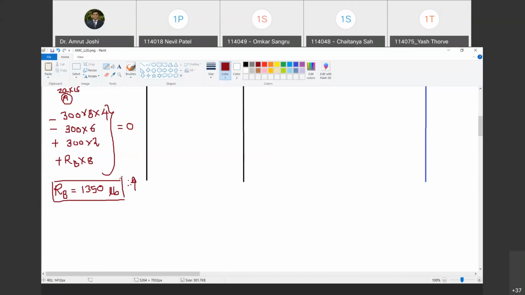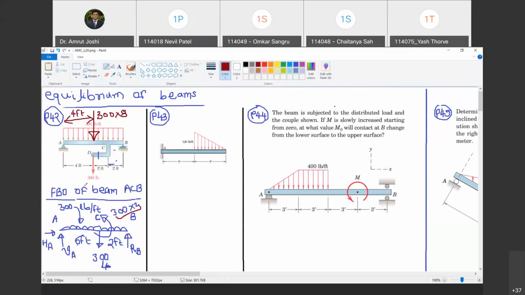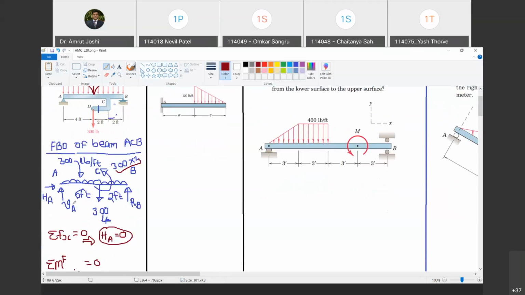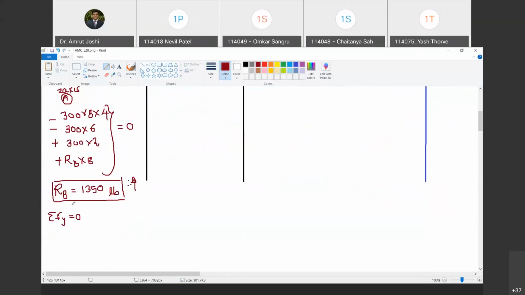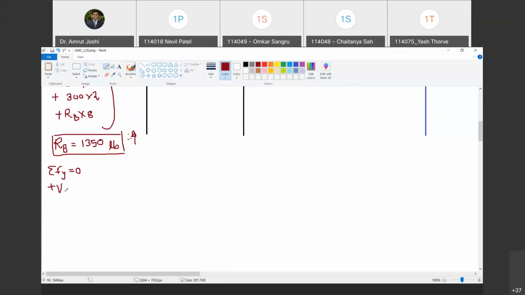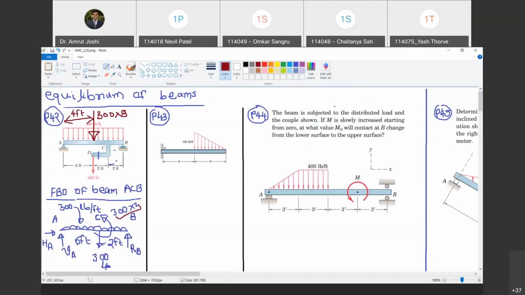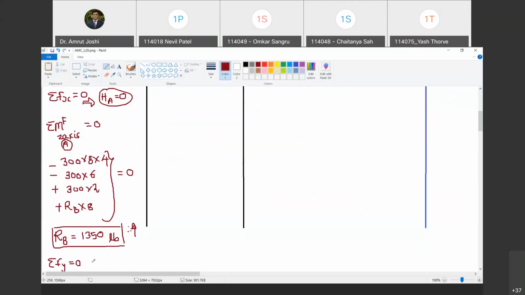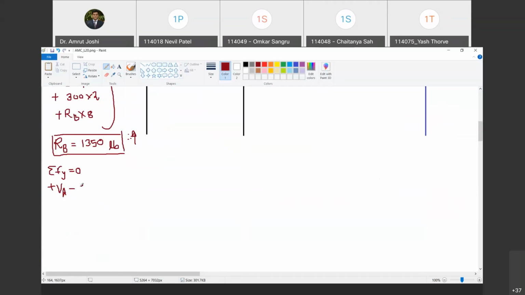Now, how do we find VA? By summation Fy equal to 0. So when I do summation Fy equal to 0, what are the forces? I have to look at the free body diagram. HA doesn't have any vertical component. VA is vertical itself. So plus VA, because I have assumed it to be upward. Then this 300, so minus 300, because it is acting in the negative Y direction.